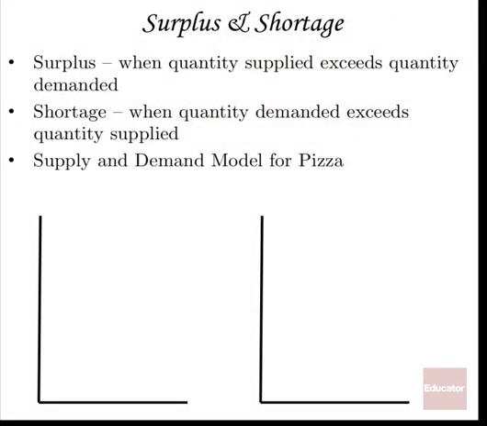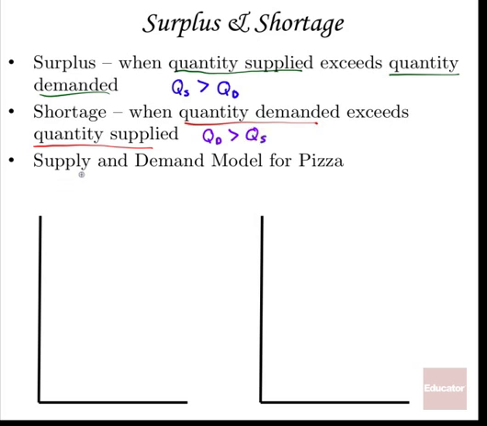So let's take a look at this surplus and shortage situation here. Surplus is when quantity supplied exceeds quantity demanded. So it's when the quantity supplied is greater than quantity demanded. Shortage is exactly the opposite. A shortage is when quantity demanded exceeds quantity supplied. So that would be when the quantity demanded is greater than the quantity supplied.